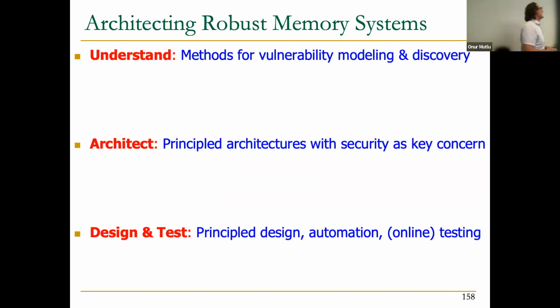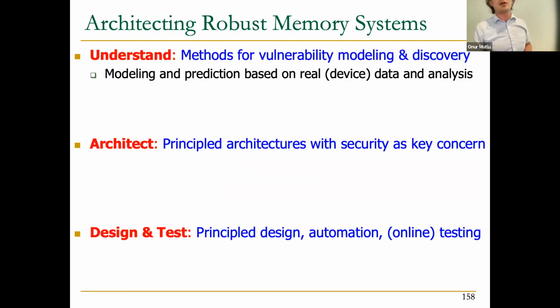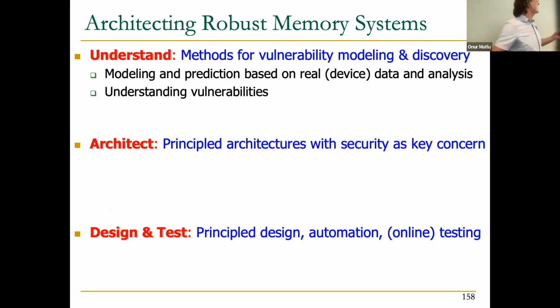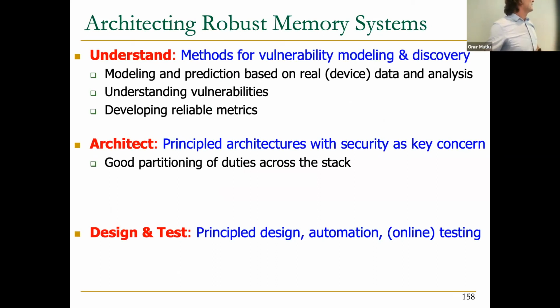So how do we deal with it? I think we need to understand more. I'm not saying anything different. We need to have more real device data and analysis, modeling, better understanding, developing reliable metrics and models. We need to architect better. We need to have better partitioning of duties across the stack. I think one of the reasons we are suffering today is because of that bad partitioning of duties across the stack that we have between memory and processor.